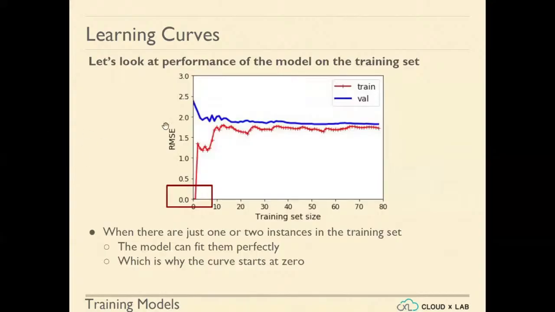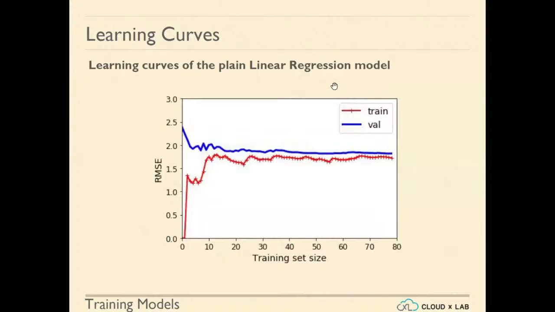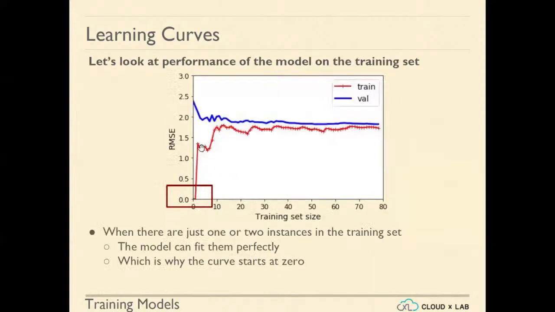So let's say you are training a linear regression model on different training set sizes, and you plot the curve. Now let's visualize this learning curve. When we only have very few instances, for example only one or two in the training set, the model can perfectly fit them.